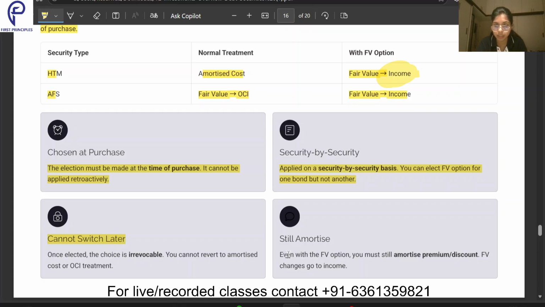Then still amortize, even with the fair value option you must still amortize the premium or discount. Fair value changes go to income. That means if there is any premium or discount, and even if you are using the fair value method, in that case also the premium and discount should be amortized as usual, and any changes to the fair value is recorded where, in the income statement. So just to summarize guys, if there is any change in the fair value of any security for which you have opted fair value measurement, in that case that change has to be recorded in my income statement.